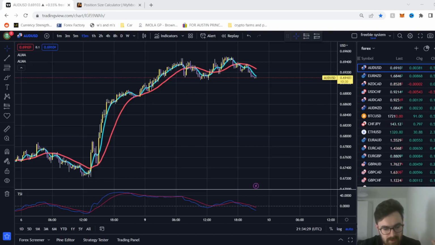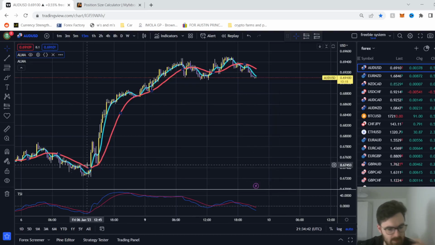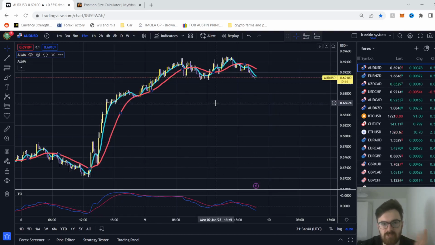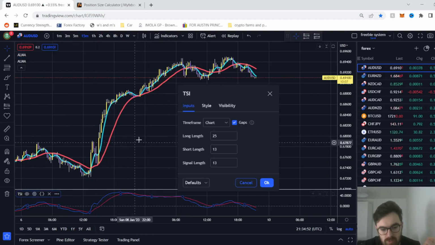So first things first, I've got 3 indicators on the chart. The first one is 2 of them, in theory. We have one Alma, which is set to 13, and the other one is set to 50. All that's doing is giving you this nice little ribbon. It's a little bit better than a standard pair of moving averages, but you can probably use a standard pair if you absolutely need to. Then the last indicator is the TSI, which is known as the True Strength Indicator. Default settings 25, 13, 13.